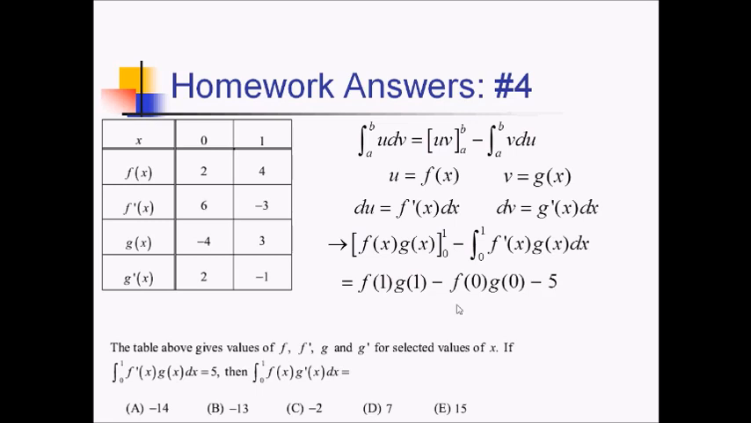So f of 1, what's that? Well, that's 4. g of 1 is 3, so 4 times 3, minus, and then we're doing f of 0 times g of 0, so 2 times negative 4, still subtracting 5. Now it's just arithmetic. We've got 12 plus 8, which is 20, minus 5, which is 15. Choice E.